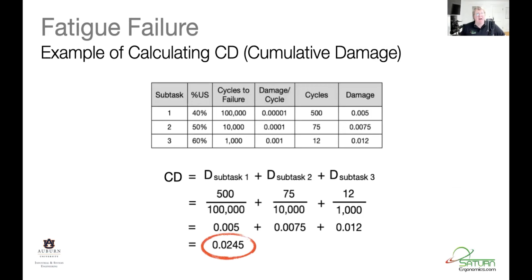And here's an example of how to calculate cumulative damage. I have it in the table here at different percentages of ultimate stress and number of cycles. Say we did 500 of these at 40%, 75 at 50%, 12 at 60%. We simply add those up. You divide your cycles by the cycles to failure, and you get your cumulative damage.